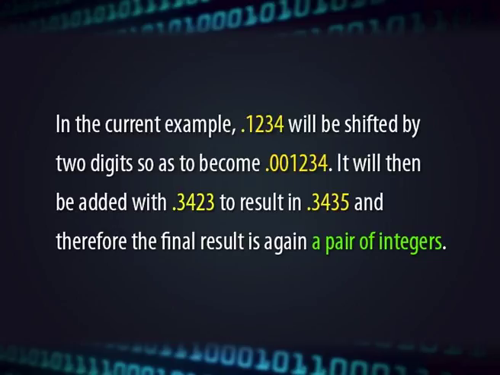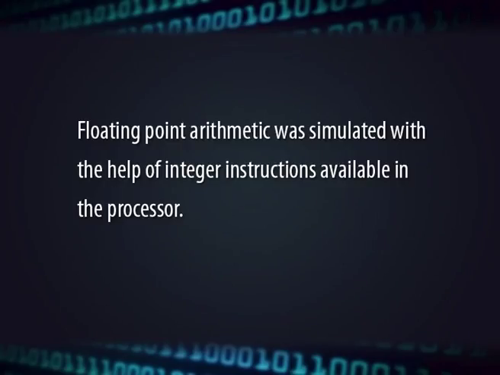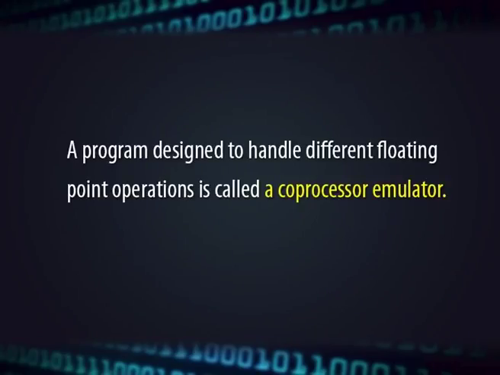This way we have seen how a floating point addition is simulated or emulated with the help of integer operations only. In the earlier days, floating point arithmetic was simulated with the help of integer instructions available in the processor, whereas the coprocessor directly performs the floating point addition in hardware, resulting in manifold performance improvement over simulation using integer operations. A program designed to handle different floating point operations is called a coprocessor emulator.